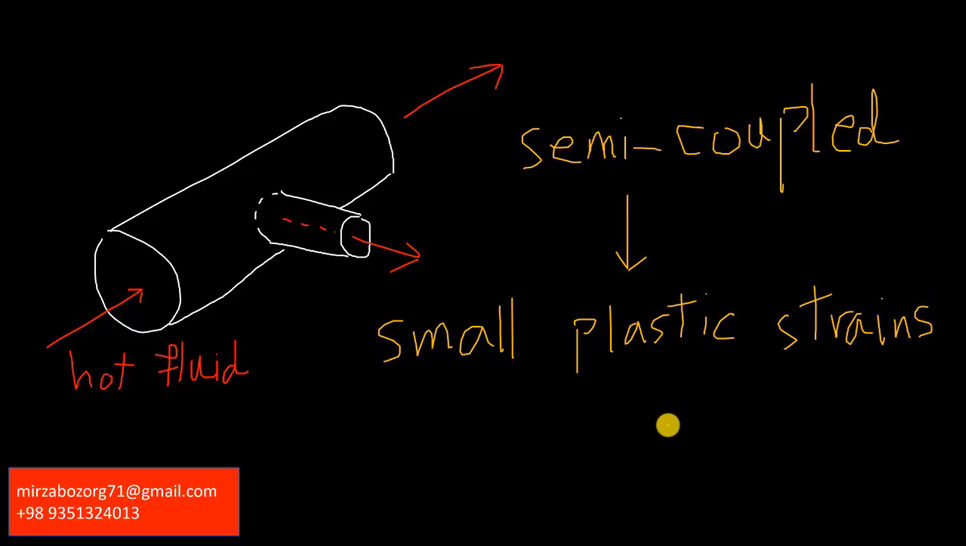But when you have large plastic strains, like what we have in metal forming processes, like hot rolling or hot extrusion, then it must be solved as a fully coupled analysis, because due to large plastic strains, the plastic work is changed to heat, and then we have a lot of body heat sources, and then the mechanical solution is affected by thermal solution. Also, the thermal solution is affected by mechanical solution.